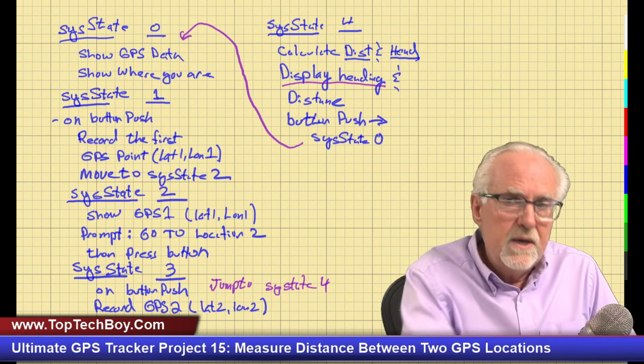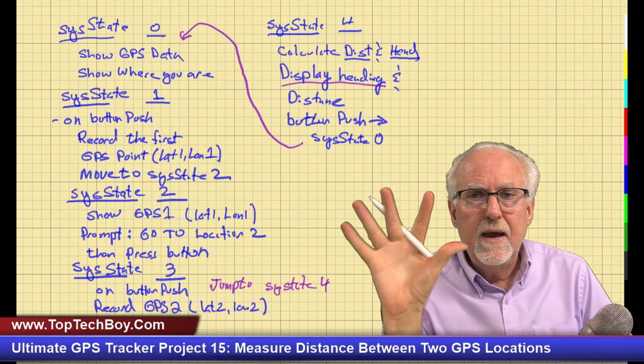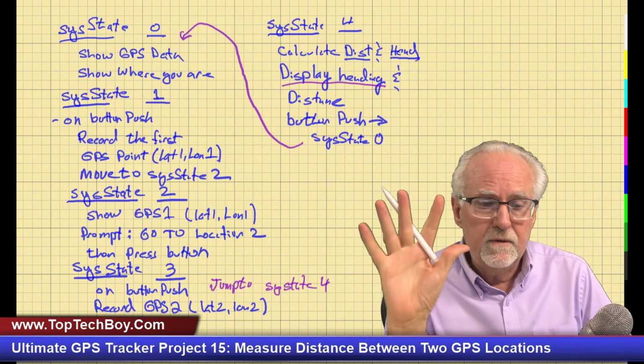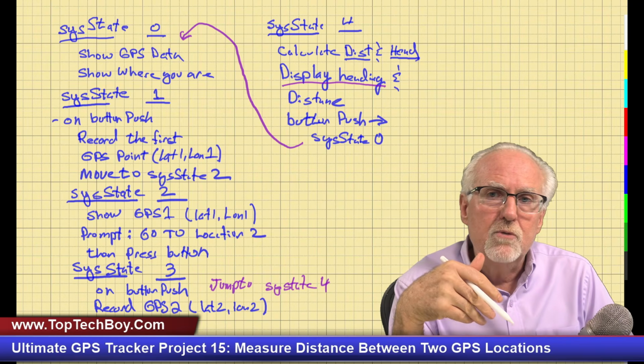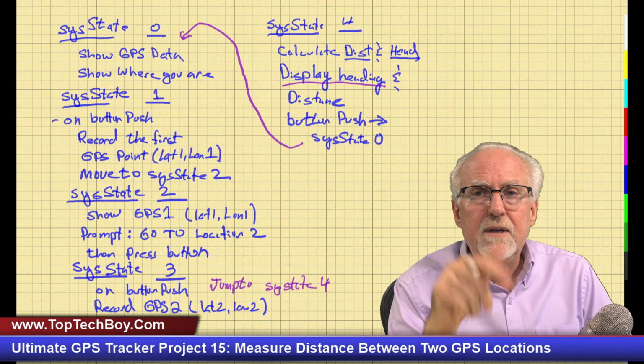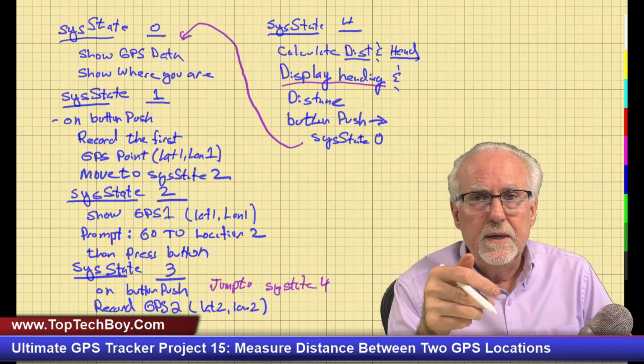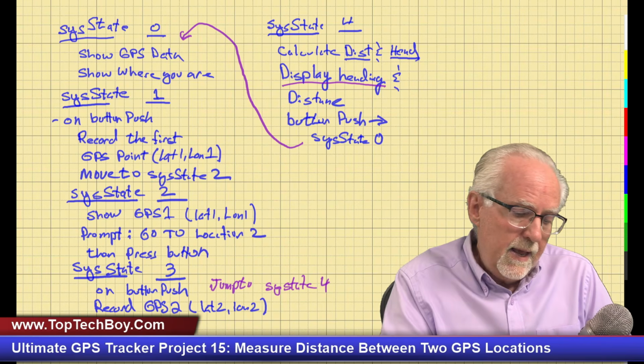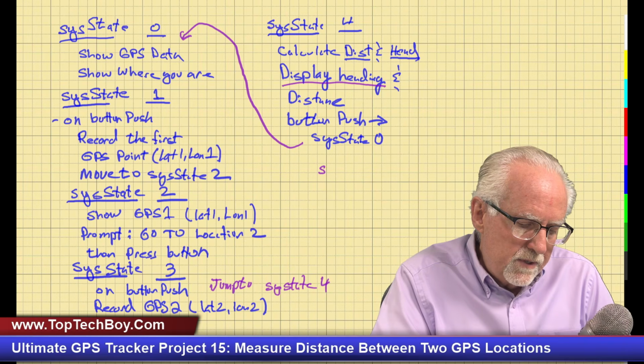I hope it does. So how many different states do we have? We have 5. Okay, we have 5 states. 0 to 4 is 5 states. So how am I going to keep track of this? Because you see, every time I push the button, it's going to increment it. And then sometimes the program itself is going to change sys state. And what I'm going to do is I'm going to kind of do the sys state.